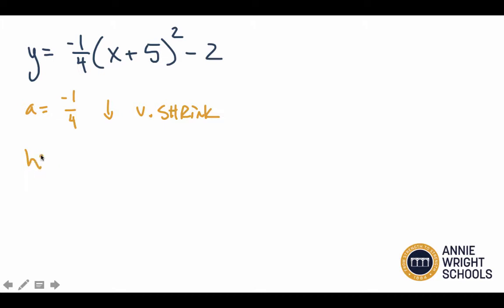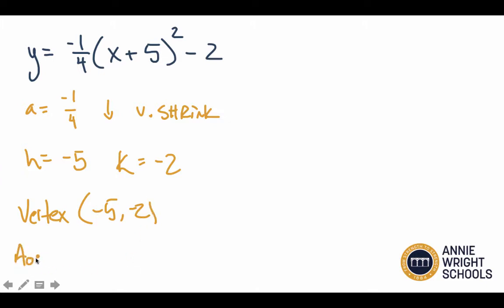The next thing I know, and this is where it gets tricky for kids, it's always of the form x minus h. So here h is equal to the opposite of 5. It's negative 5. And k, it's always of the form plus k. So k is also a negative. It's negative 2. And now I know my vertex is the point negative 5 comma negative 2. I also know the axis of symmetry is the vertical line x equals negative 5.